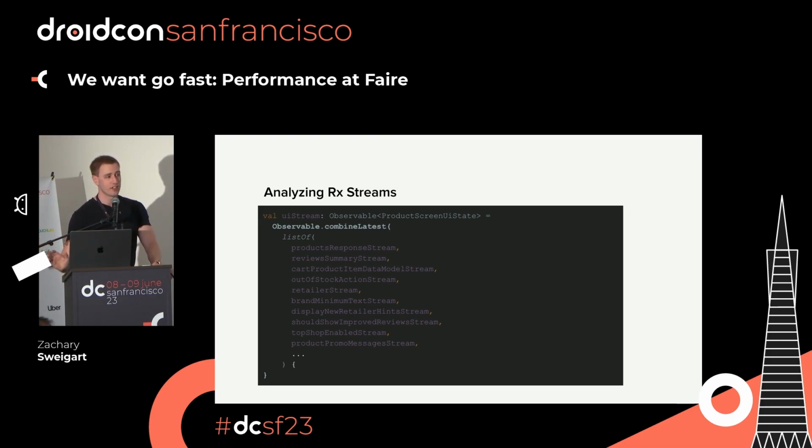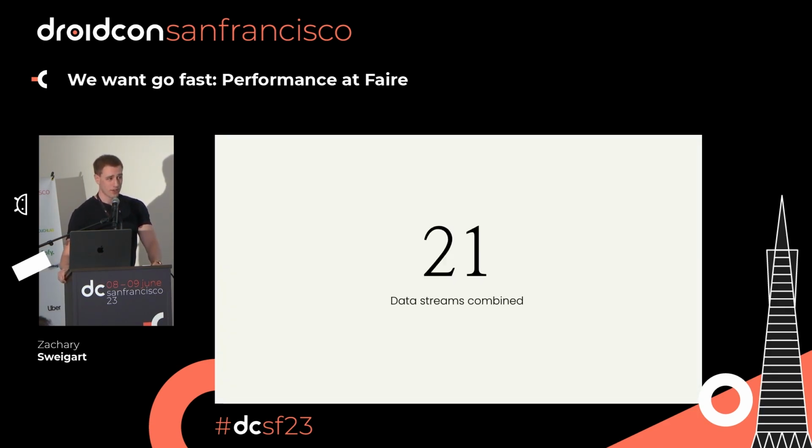And the interesting thing to note about this is that it won't emit a UI state until every single one of those streams has emitted at least once. And you'll see at the bottom, I didn't even show all the streams here because for our product screen, we were combining 21 data streams. And so we had to figure out which one of those was on the critical path, which one of those streams were slowing us down.